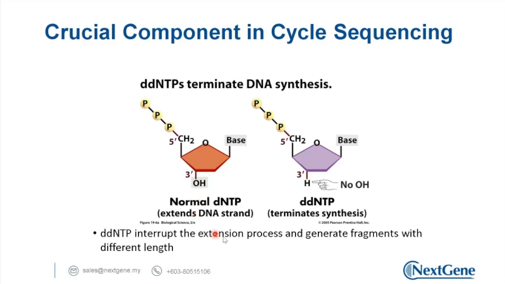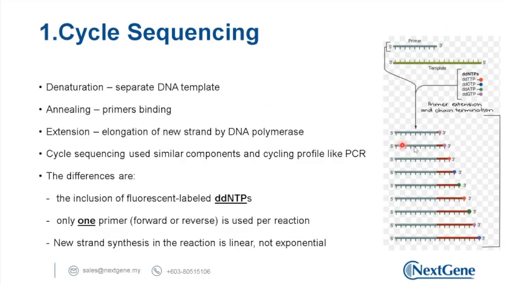However, by random chance, let's say the chain adds dNTP, dNTP, dNTP, and then by chance they pick up a ddNTP. The ddNTP does not have an OH group here. Therefore, the next base cannot be added below here. And because this event is random, and we have a different ratio of the combination of these two, we will generate fragments with different sizes.